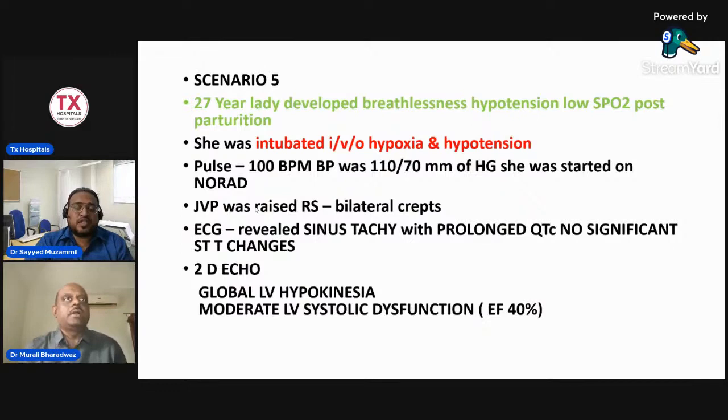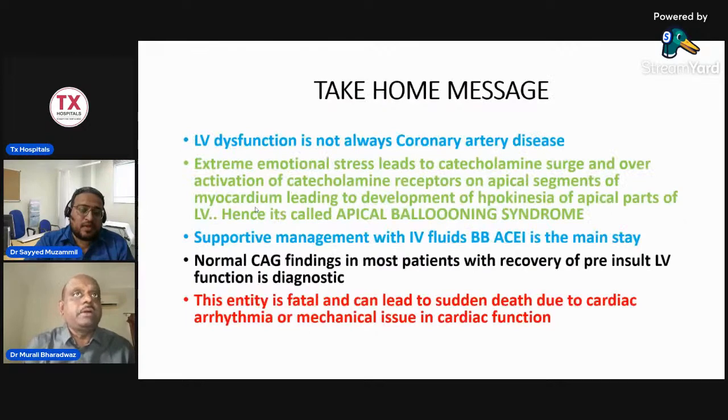Doctor, one small doubt. Before doing coronary angiogram, in the 2D echo, could you not be able to find the presence of the Takotsubo findings? Is it an angiographic diagnosis only? No, sir. Actually, echo findings we can't that much delineate.